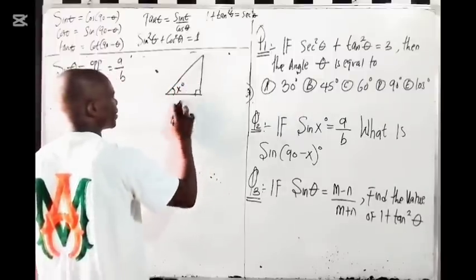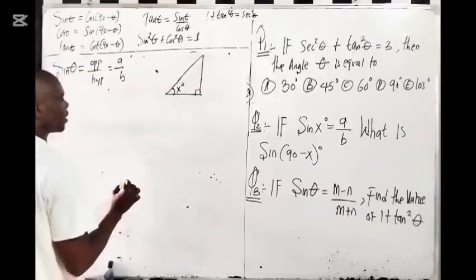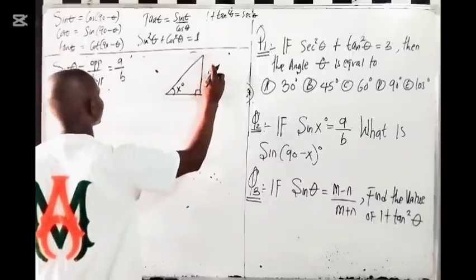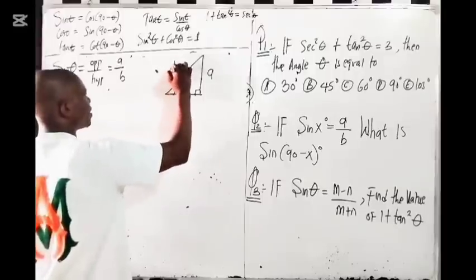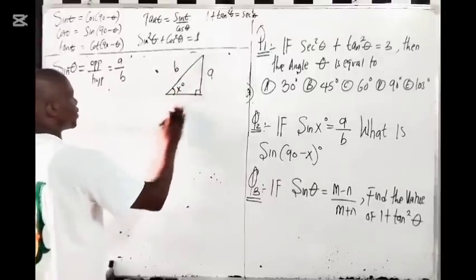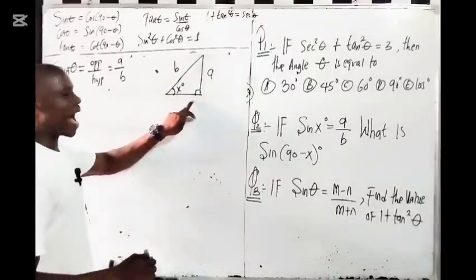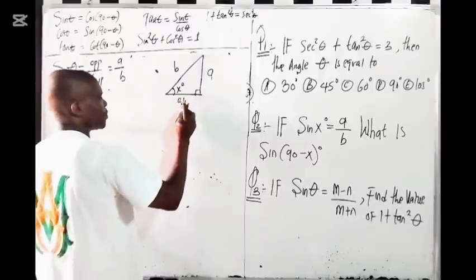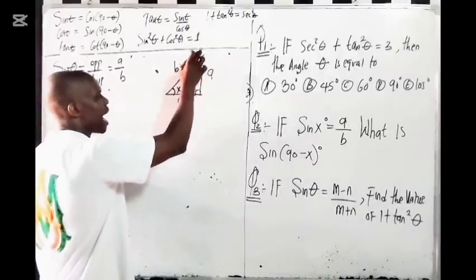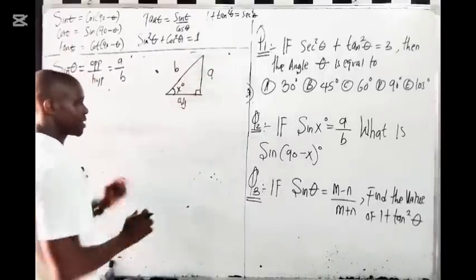Let's say here is S degree. Here we have the opposite, which is A. The hypotenuse is B. And the adjacent, I don't know this one, it's okay. I must look for this one. I don't know the adjacent, but I know that my opposite is A and my hypotenuse is B, but I don't know my adjacent.